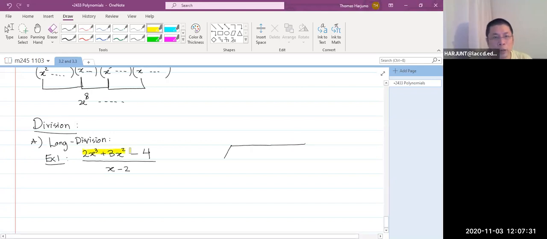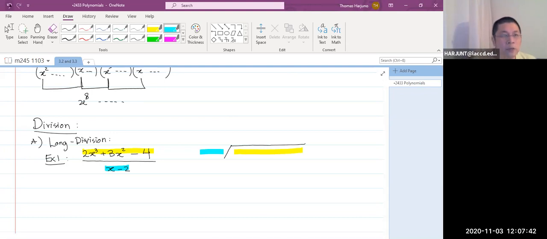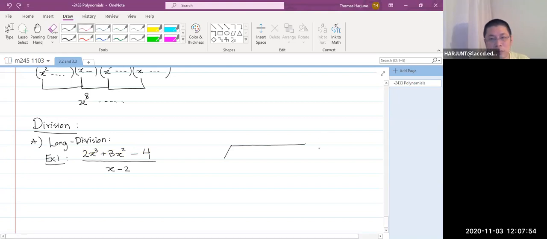The numerator, just like before, will go inside the house. The denominator will be outside the house. Is it okay? That's one. Second, be very aware that the polynomial has to be in descending order. Actually, both of them. In descending order means the degree has to be from the highest to the smallest.